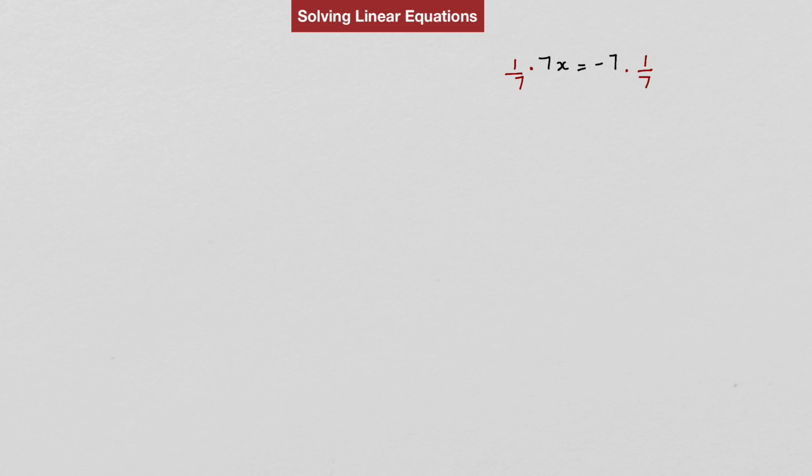So when you do that, these cancel out, and now you have just x. There's a 1 in front of the x. It's just implied, so we don't need to write it. So it's now just x is equal to -7 over 7. I didn't do anything other than multiply that together. So now we know that -7 over 7 is equal to -1. So x is equal to -1. And that is our answer.